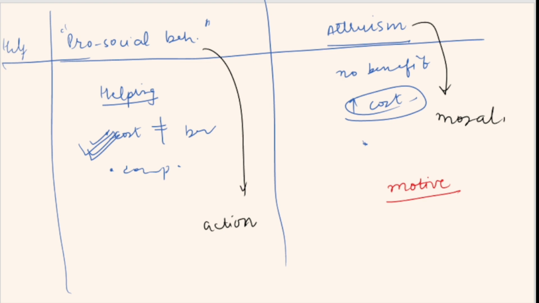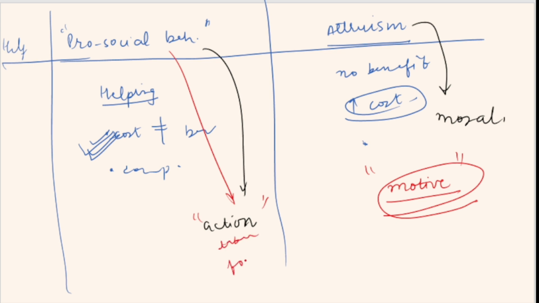Okay, so we read about pro-social behavior, altruism. There can be few questions which might be asked. If in the question there is action which is written, always answer pro-social behavior. If there are moral, motive, principle which are given, then it is altruism. Okay, you might be asked about actions taken for helping the other person, then it would always be pro-social behavior. If there is a motive, then it is altruism.